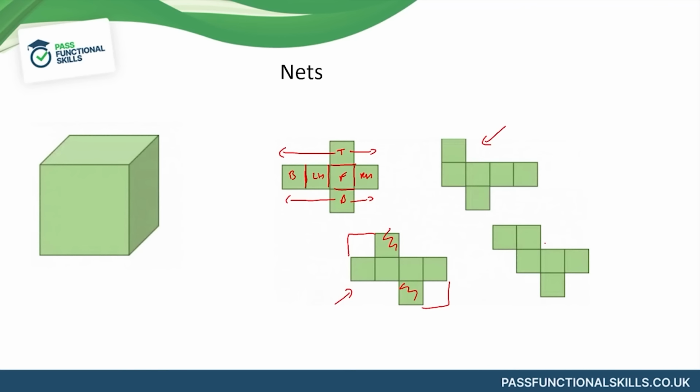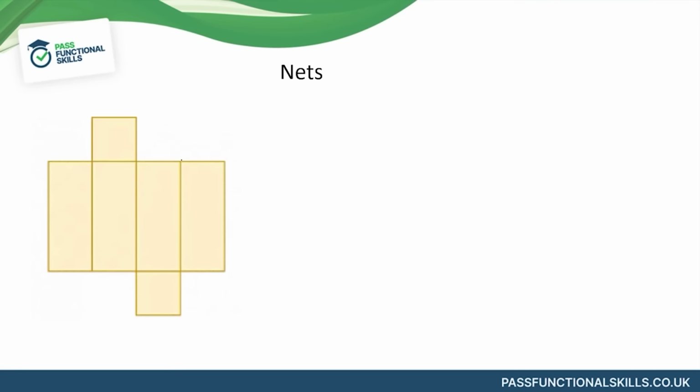This is a correct net of a cube. Not quite so obvious, but again, if you just imagine you do the origami, this will turn into a cube. But if you were asked to draw a net of a cube, I would keep it simple and just do the sort of cross shape, 4 in a row with a square on the top and a square on the bottom. So here are some other nets.